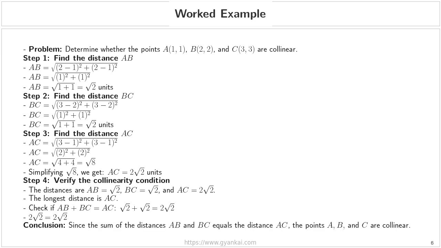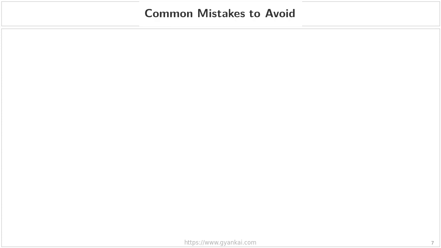In conclusion, because the sum of the distances AB and BC is exactly equal to the distance AC, we have proven that points A, B, and C are indeed collinear. Before we move on to the final takeaways, let's look at some common pitfalls to avoid during these calculations. Common mistakes to avoid.